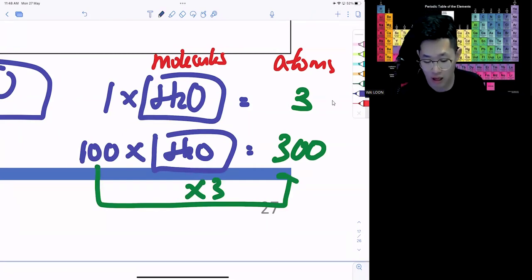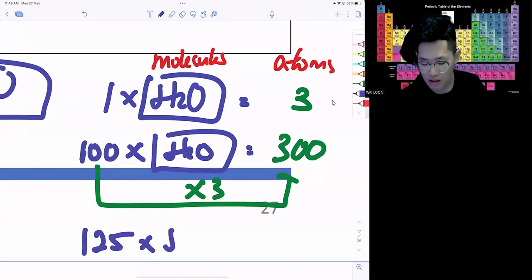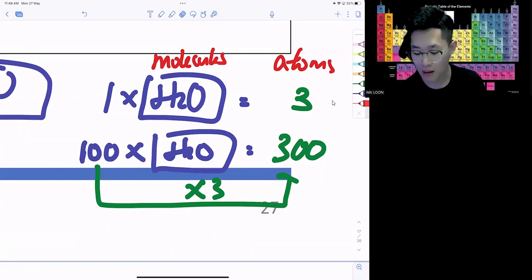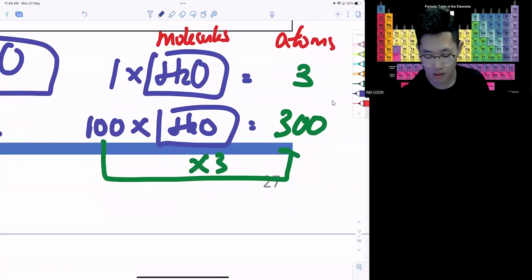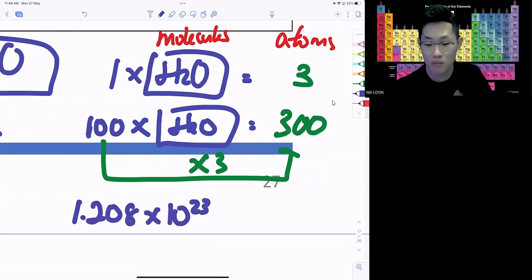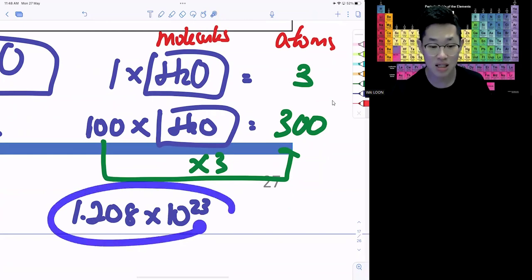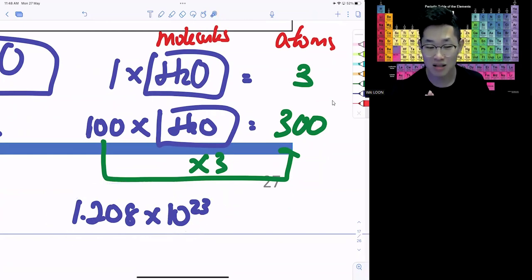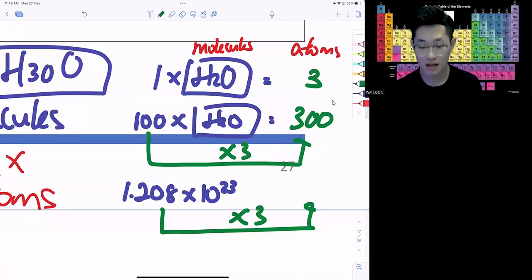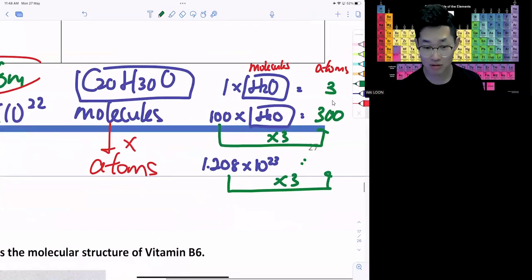Then if I change the value to like 125, how many atoms? You do the same thing, you times 3. So don't be afraid of a number like 1.208 times 10 to the power of 23. It's just a very normal number. You just look at it as a very normal number. Molecule to atoms is always times. You just times, you get the atoms. Understand what I'm trying to say?